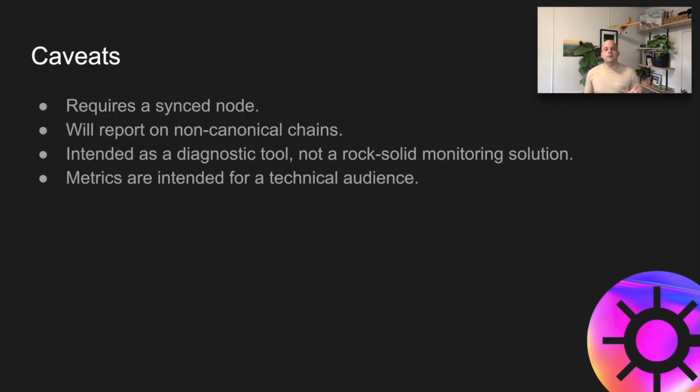So a couple of quick caveats about this system. It requires a synced node, pretty straightforward. It will occasionally report on non-canonical chains because it's reporting as it goes on every block. If there's a fork or a weird orphan block, it might create a log that doesn't make it into the canonical chain. Not a big deal, just something you've got to be aware of when you're troubleshooting. It's intended as a diagnostic tool, so it's not supposed to be a rock-solid perfect monitoring tool. It's for diagnostics. And just be aware, it is, like I said before, intended for a technical audience.